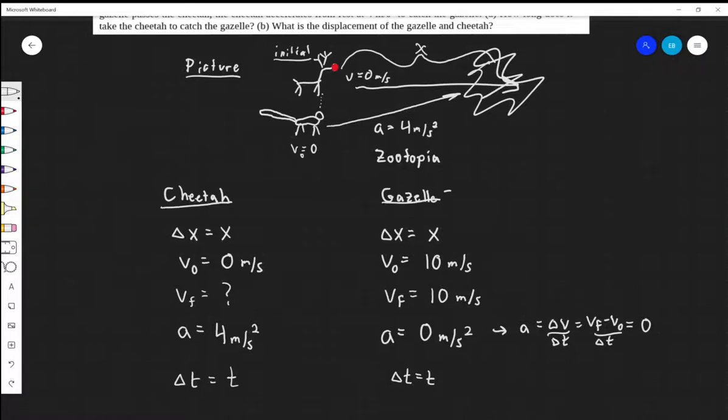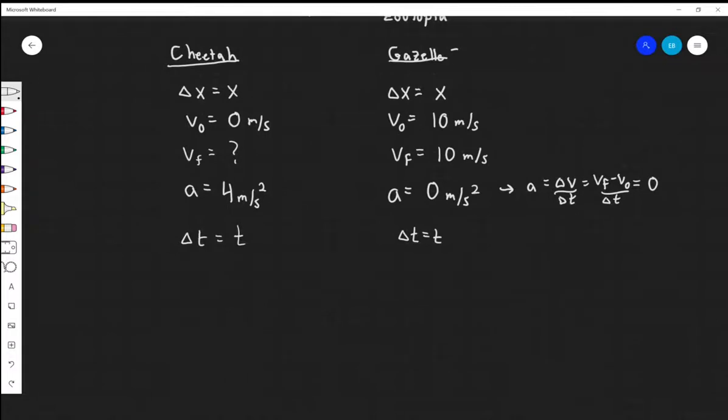Now we can start writing down some equations for each of these. We can write down the kinematic equations and see what we know, see what we can plug in. Let's look at the first kinematic equation: V equals V naught plus A times change in t. I can plug in some stuff. Final velocity, I don't know what the final velocity is for the cheetah, so this equation doesn't help me much. V equals V naught, which is 0, plus acceleration, which is 4, times a change in time, which is t. So V equals 4 times t.